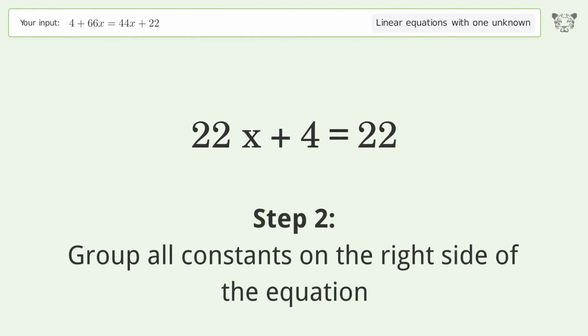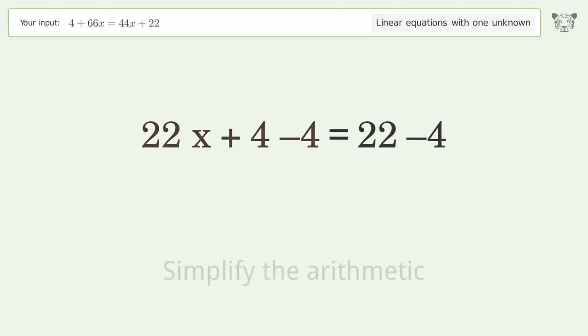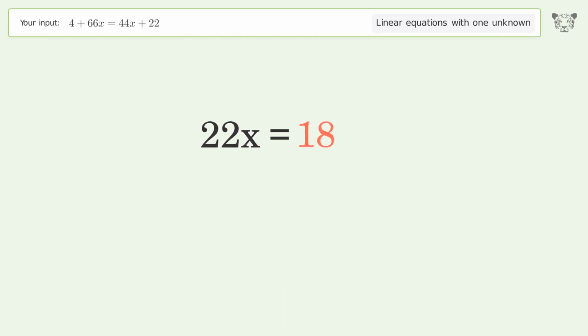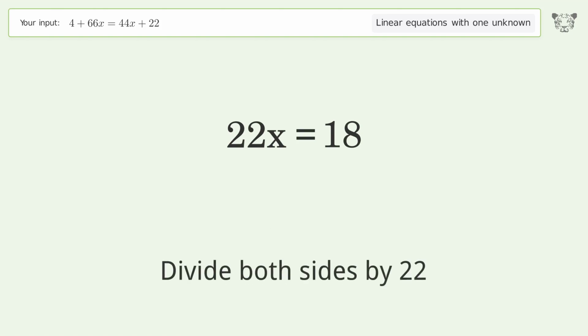Group all constants on the right side of the equation. Subtract 4 from both sides. Simplify the arithmetic. Isolate the x. Divide both sides by 22.